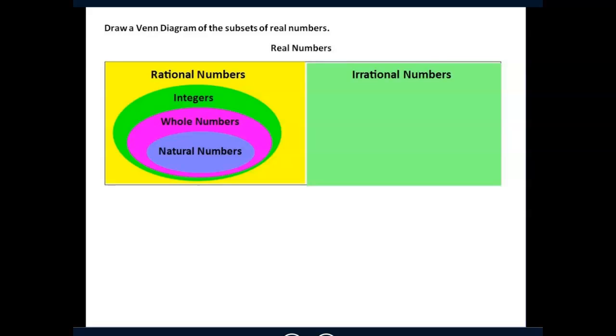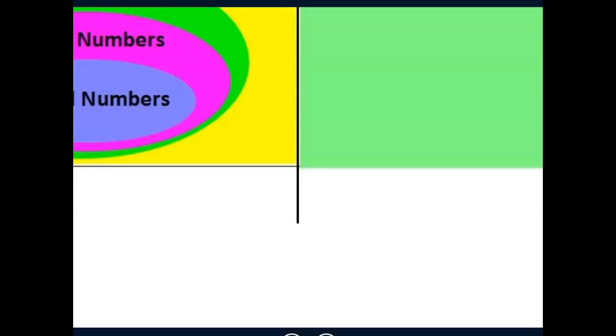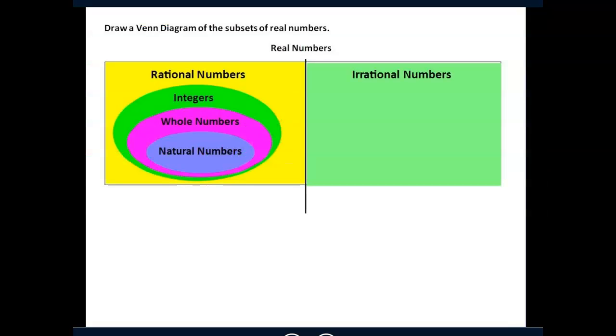And the real numbers can be broken up into two different categories. The first category is the irrational numbers. And the second category is the rational numbers. And these two categories cannot overlap. So like this line cannot move into that line and the other line cannot move in either. So the real numbers are broken into two categories, the rational and the irrational, and they do not overlap.